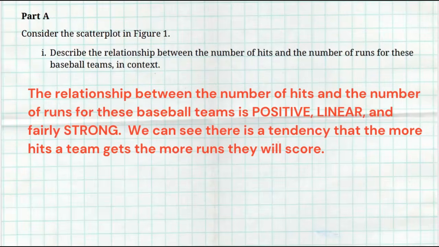So you can do all of this in a pretty short paragraph. I wrote the relationship between the number of hits and number of runs for these baseball teams. There's my context. Is positive, it's definitely going up, linear, and fairly strong. We can see there's a tendency that the more hits a team gets, the more runs they will score. So to be honest, that was a pretty easy question that I hope everybody got right.